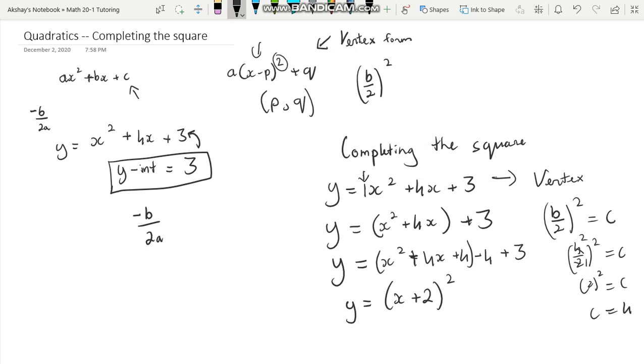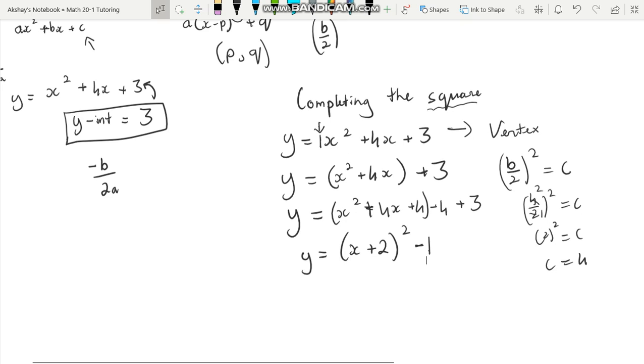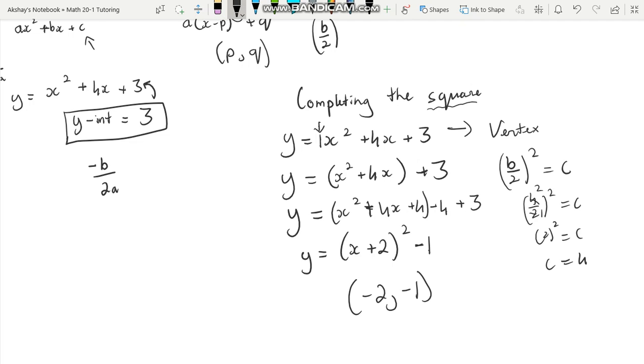So essentially what we're doing with completing the square, as the name suggests, is adding a term to our function to make it a perfect square. Now I have minus 4 and plus 3, which gives me negative 1. And now I have converted successfully my function from standard form to vertex form. Now I know that my vertex is negative 2 and negative 1. This is my y coordinate. And my opposite of my p is my x coordinate. So there we go, that's my vertex.